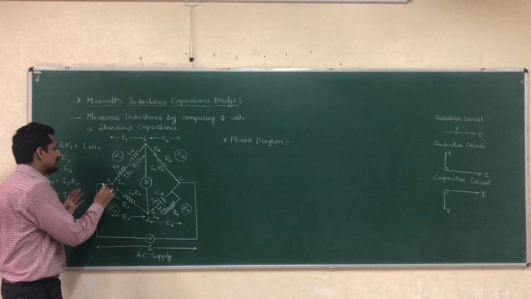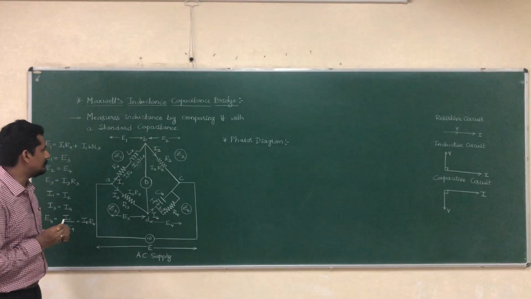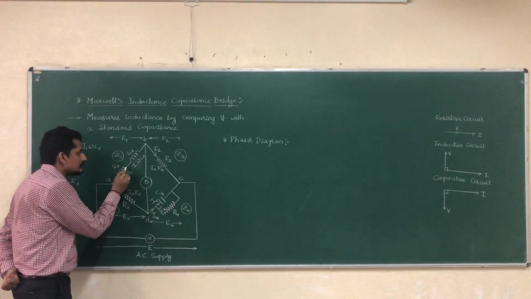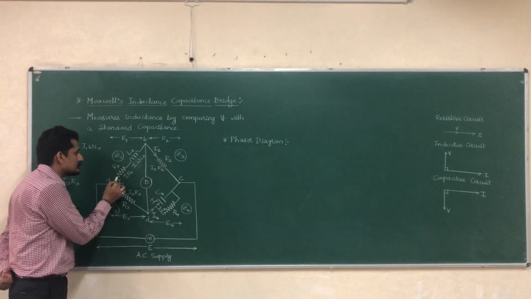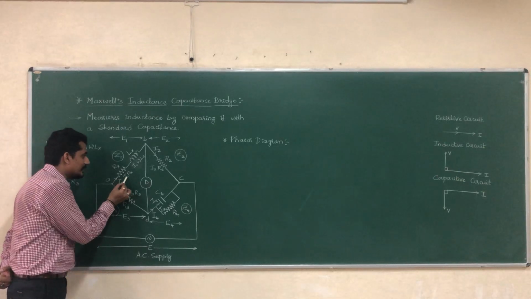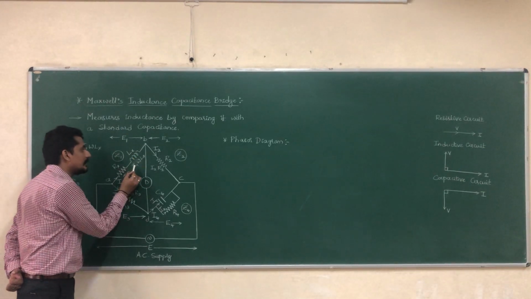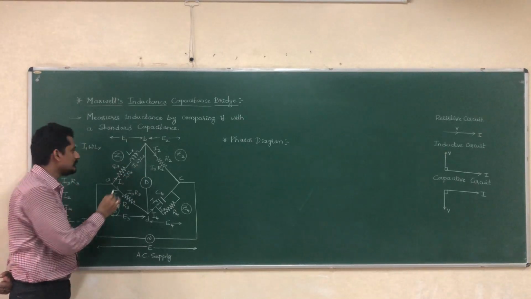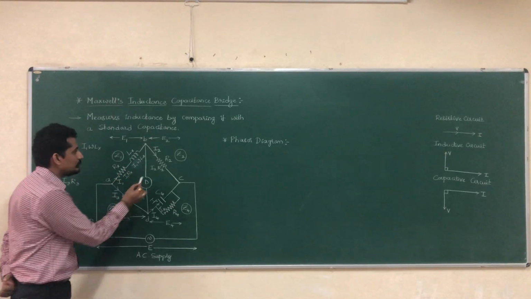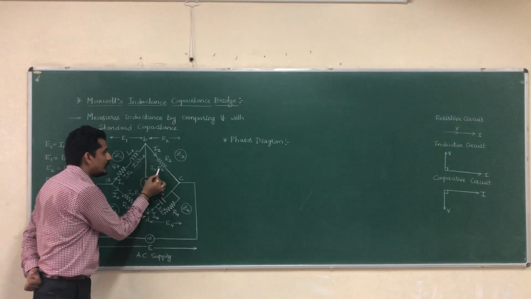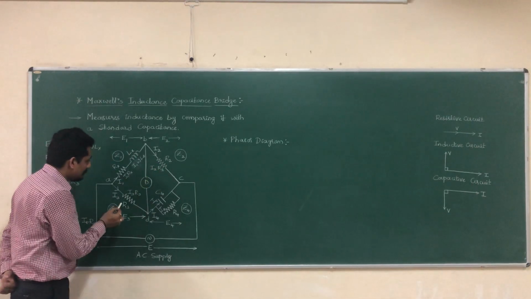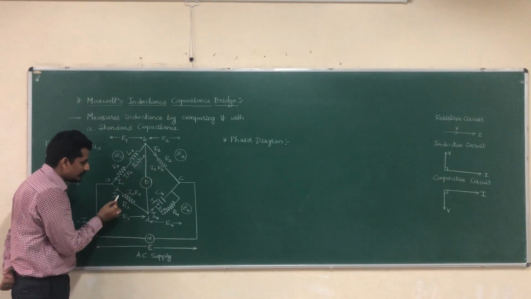Here, this is the first arm. What is the voltage drop across this resistance? The voltage drop across this resistance is I1 Rx. And what is the voltage drop across this inductor? I1 omega Lx. This is the voltage drop of these two. Now coming to this arm, what is the voltage drop here? I2 R2.